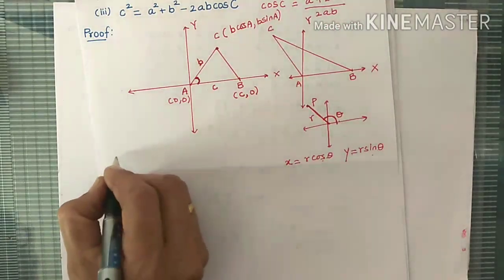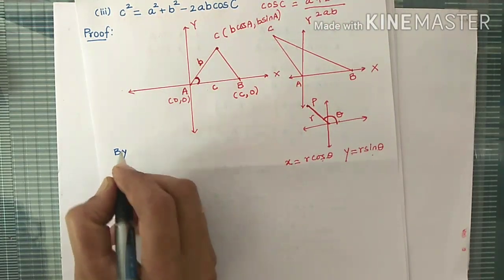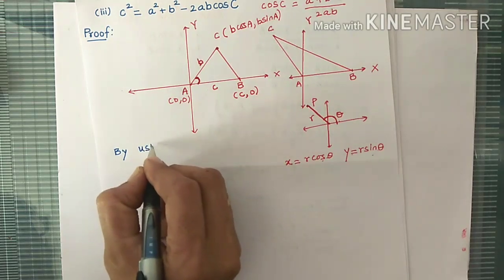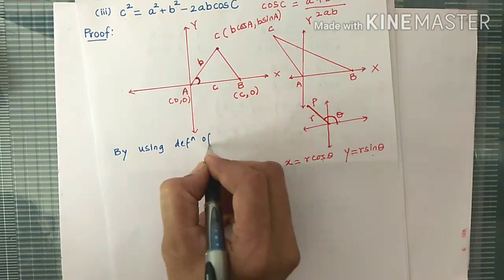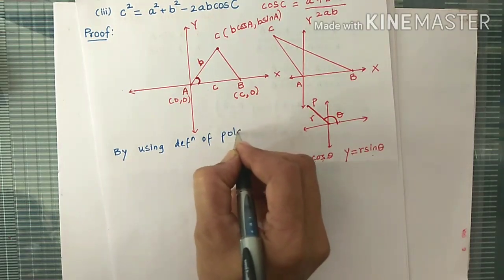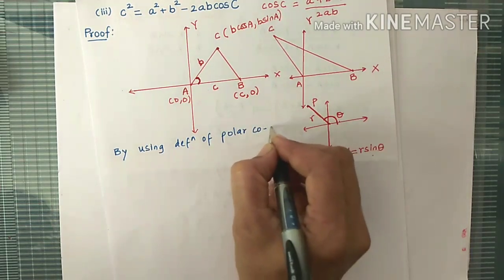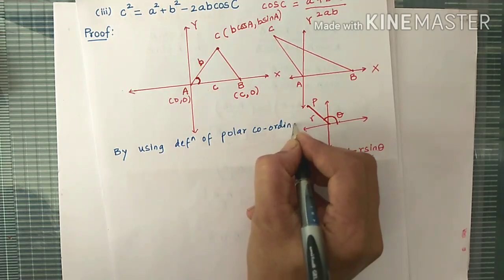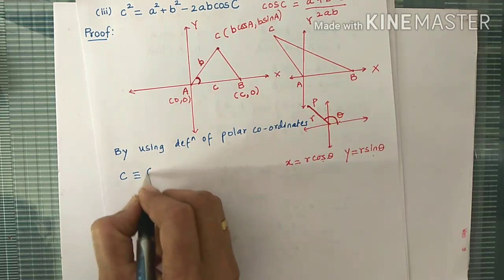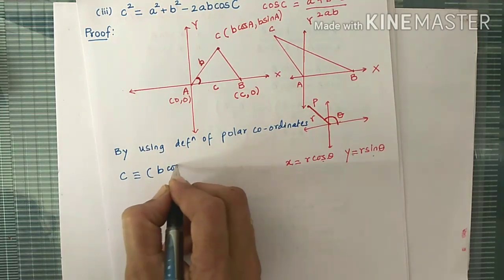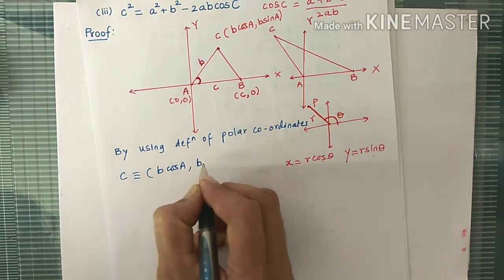So let's write it by using definition of polar coordinates. C is b cos A, b sin A.